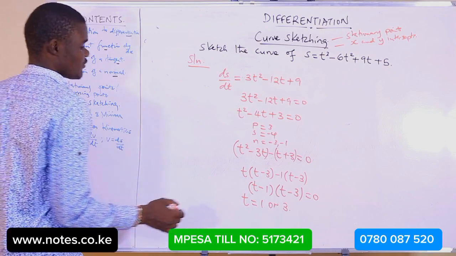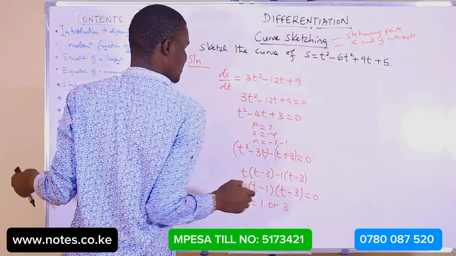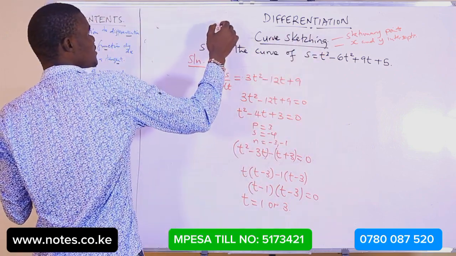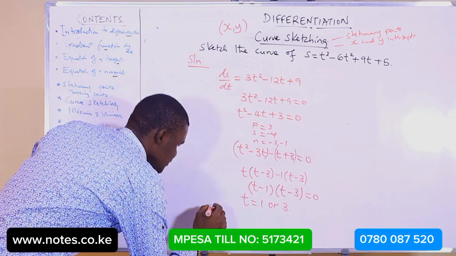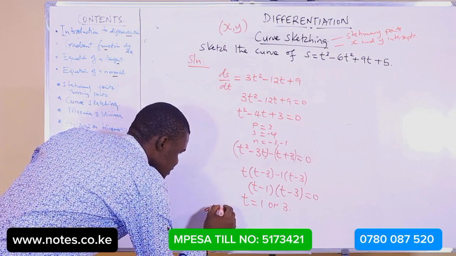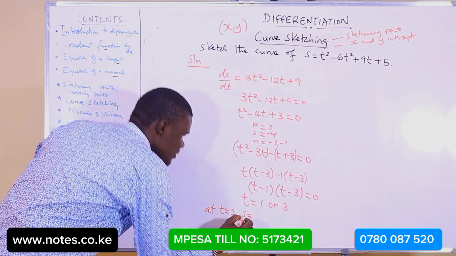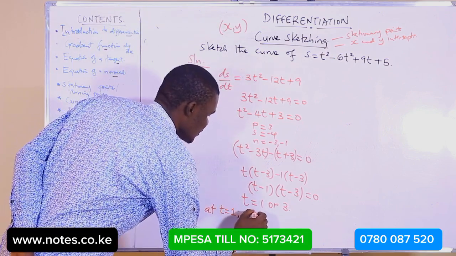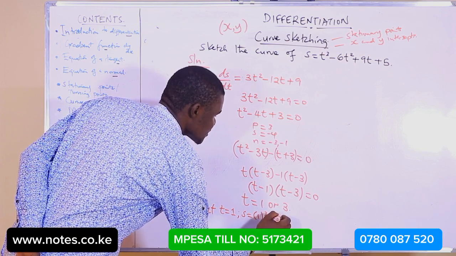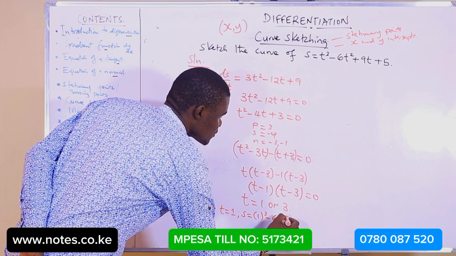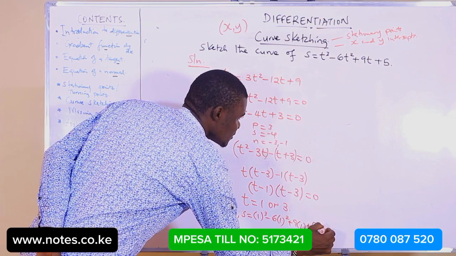Then I said, after you get the value of t, you will get the corresponding values of s at that particular point, so that we give the points in the reference x, comma, y. So you will help me there. We're going to say at t is equals to 1, what is s? And we are going to replace, s will be 1 cubed minus 6 into 1 squared plus 9 into 1 plus 5. I don't know what you get.